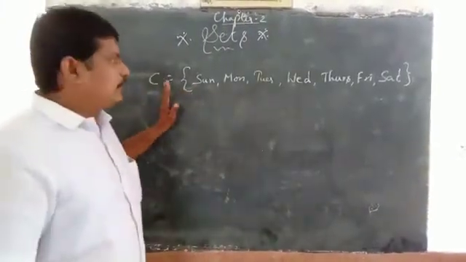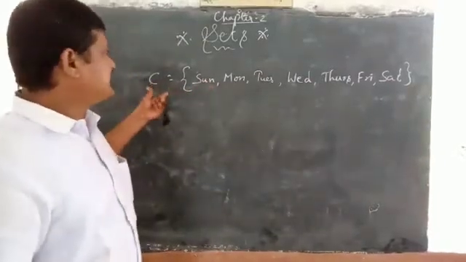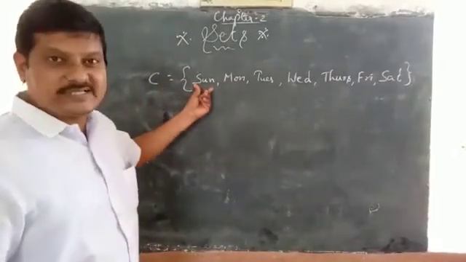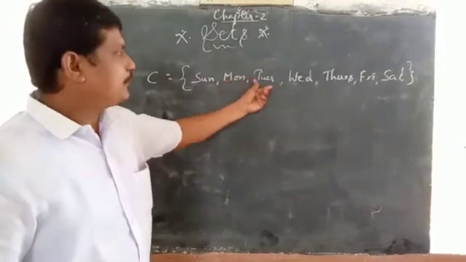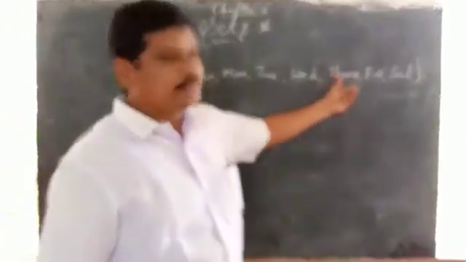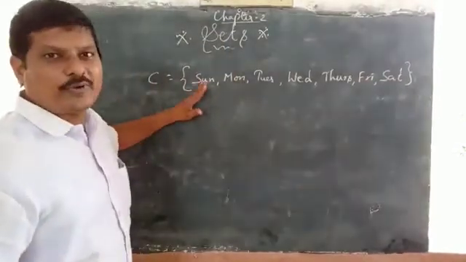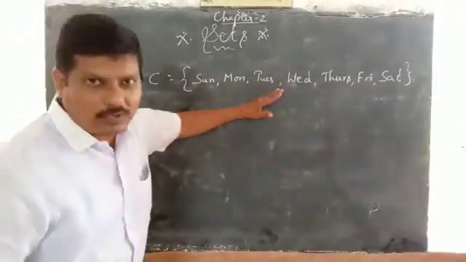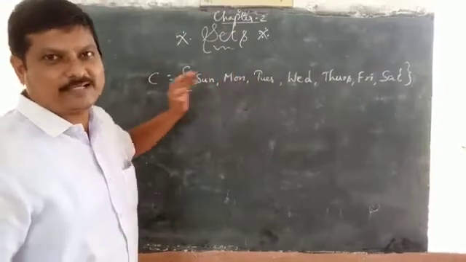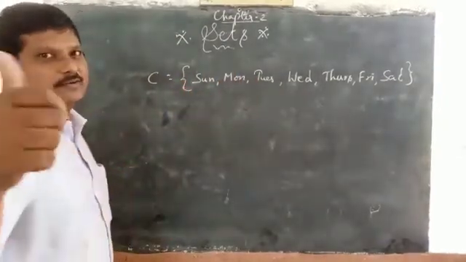Now observe this set. C equals set of Sunday, Monday, Tuesday, Wednesday, Thursday, Friday, Saturday. This is also one kind of set. These are all days of a week.